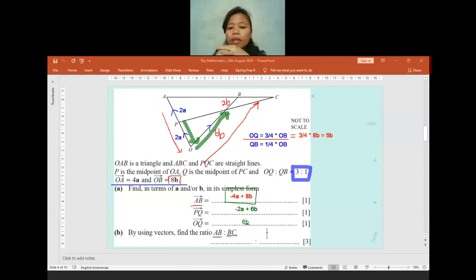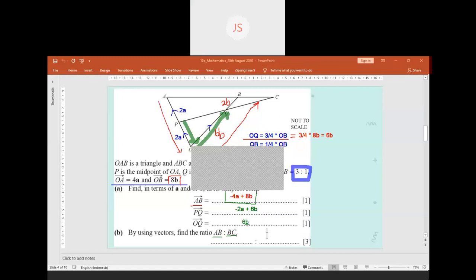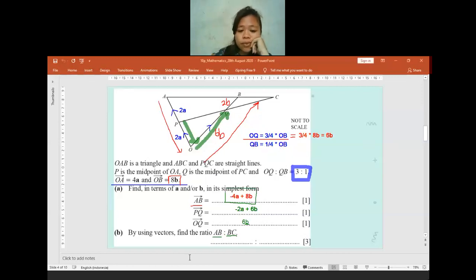Maybe you can find the PA first. Do we already have the PA? We can just take from question A, correct. If AB, we already have it: negative 4a plus 8b. If BA, it is opposite, so it will be 4a minus 8b.